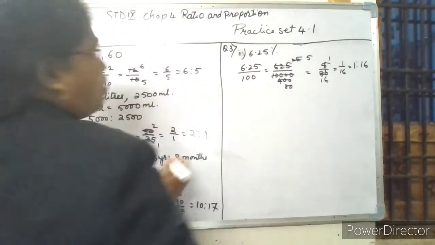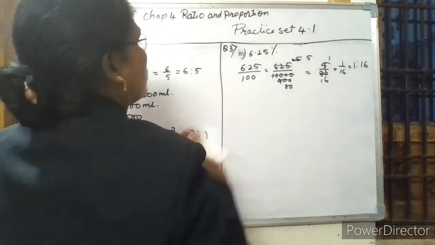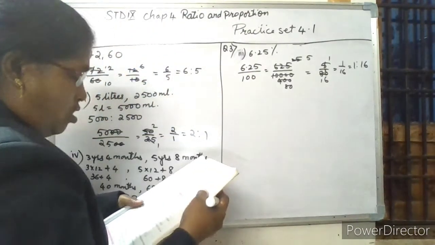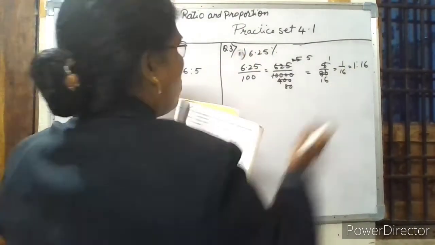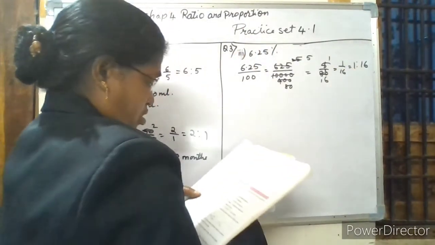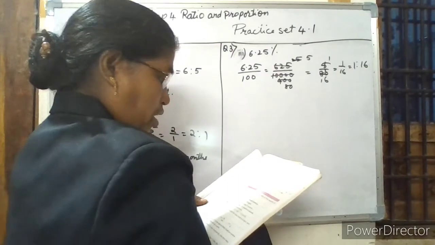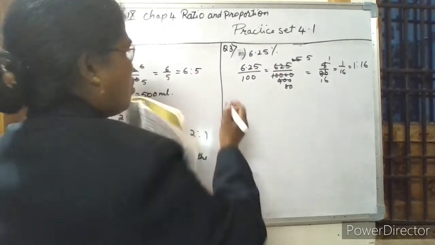In this manner, the percentage is converted to ratio. This is the third one. The remaining you can do it. Now the fourth question.